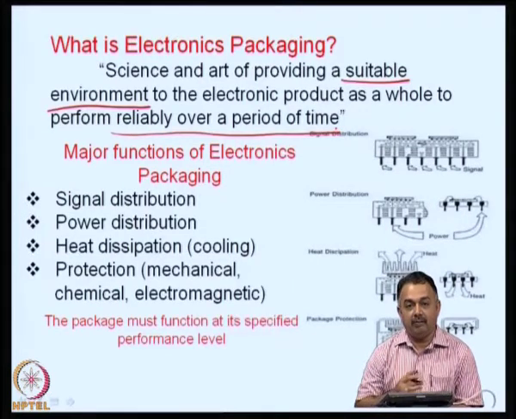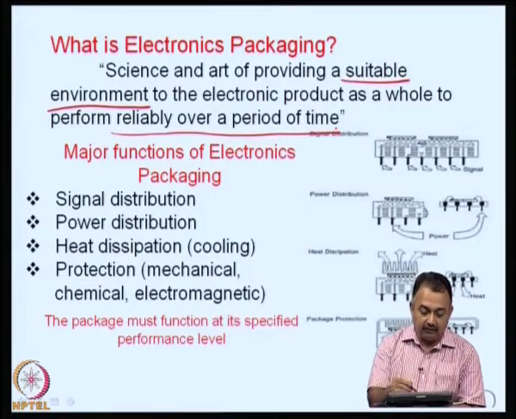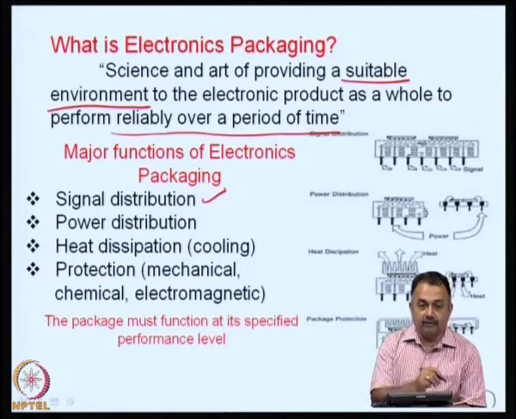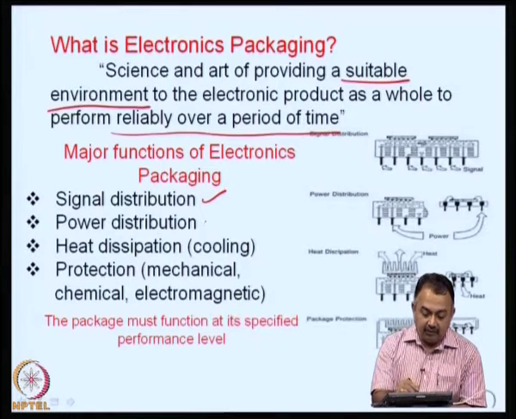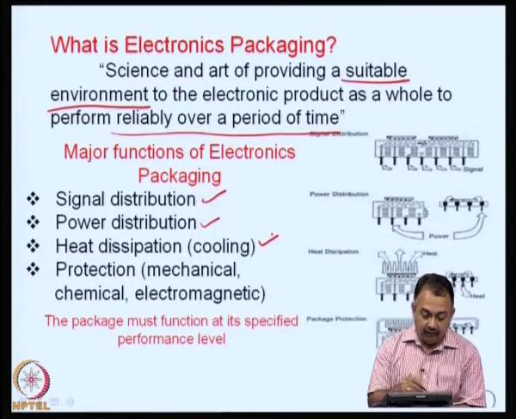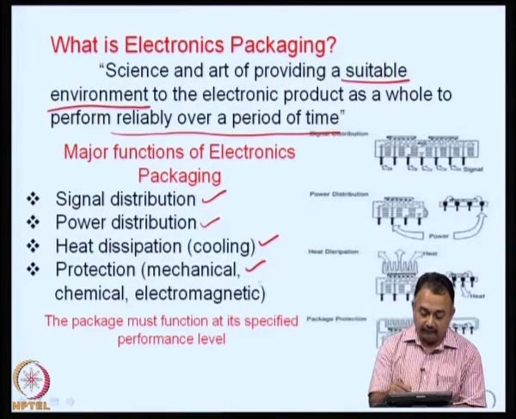So, when you say reliability, electrical reliability should be built in, thermal reliability should be built in, and the major functions of electronics packaging would be efficient signal distribution, efficient power distribution, efficient heat dissipation or cooling of the system or the device, and good protection including mechanical, chemical, electromagnetic.